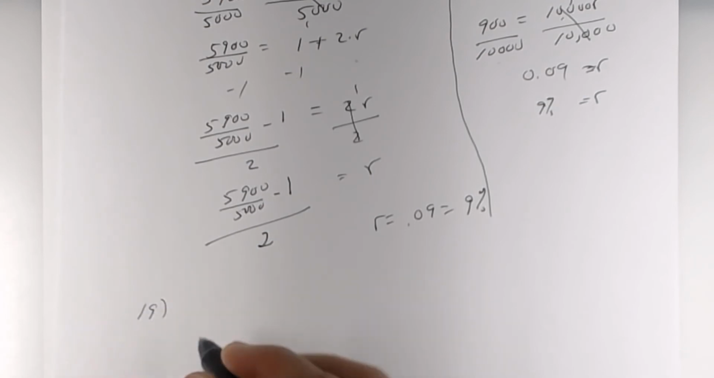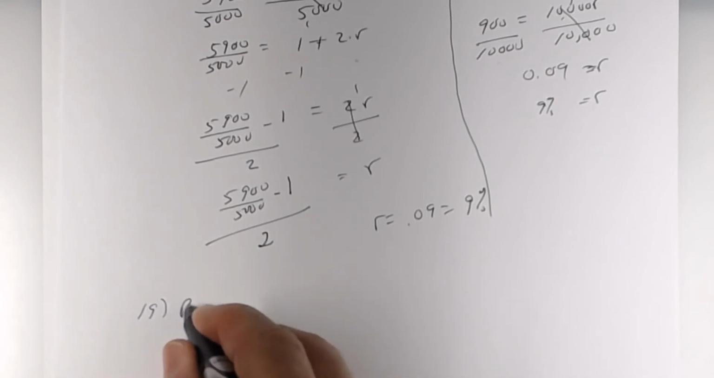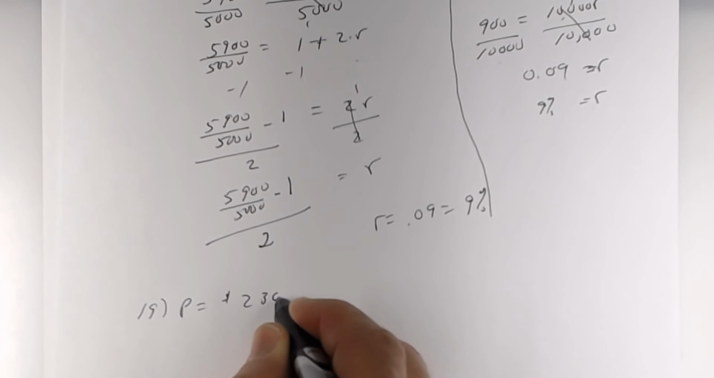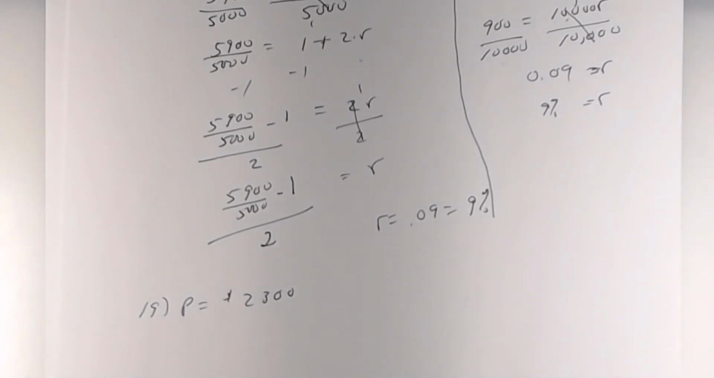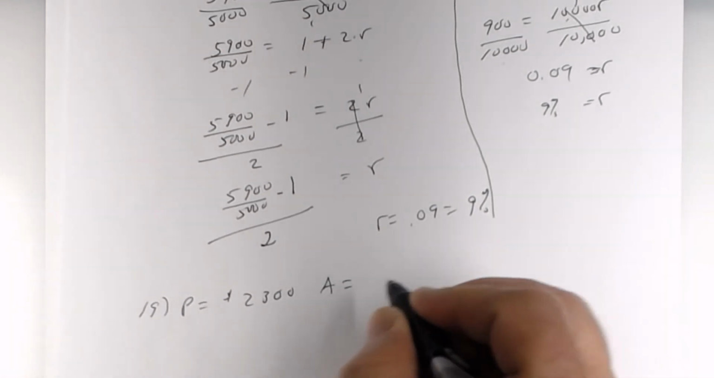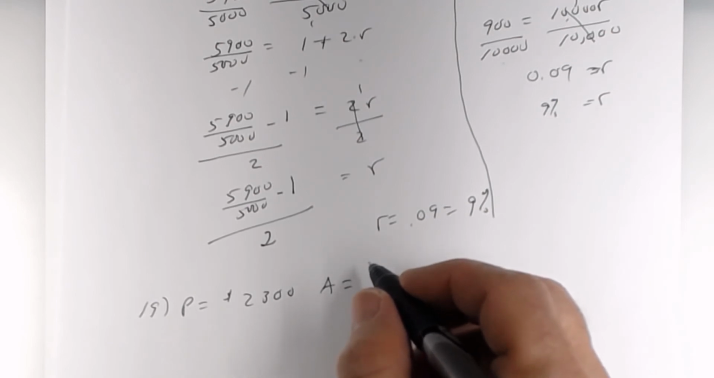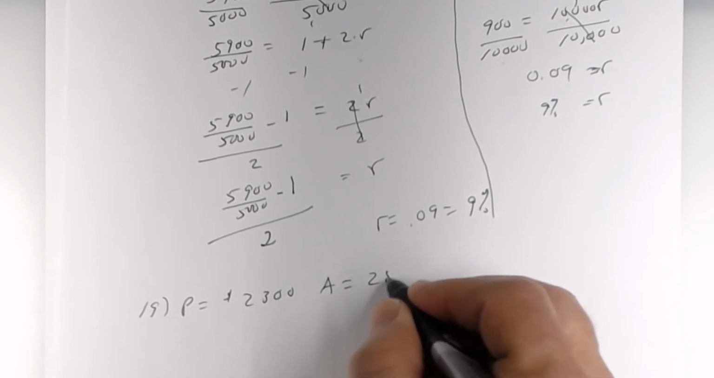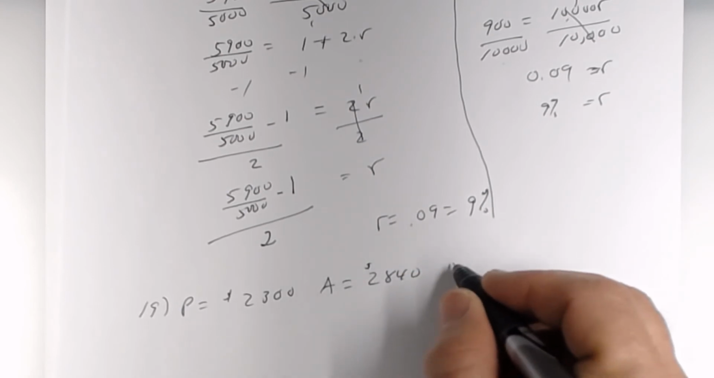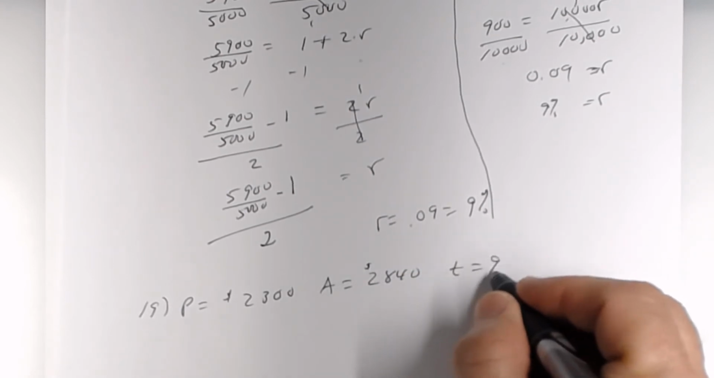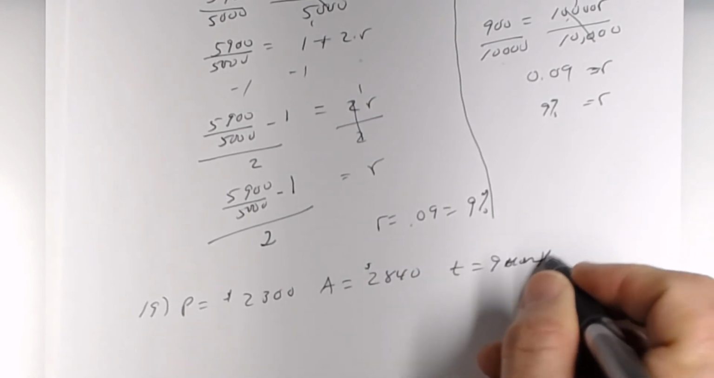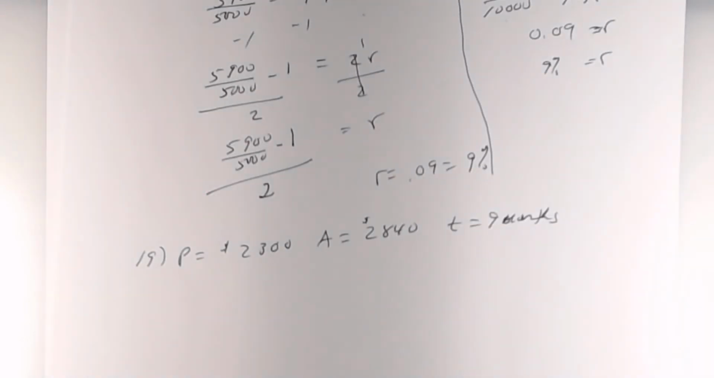19. I have the principal is $2,300. The future value is 2,840, and T is 9 months. All right, so the principal is $2,300. The future value is $2,840, and the time is 9 months.